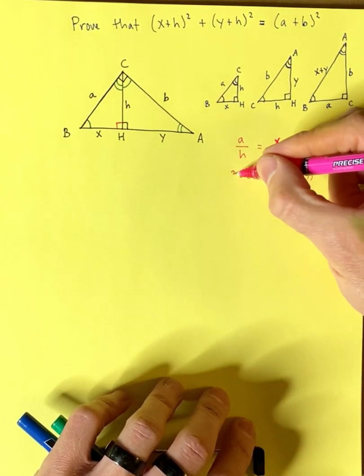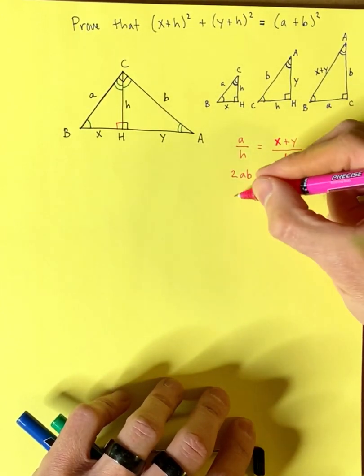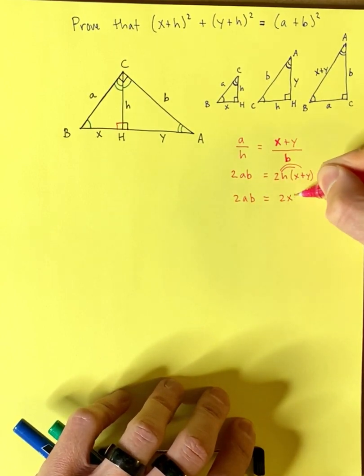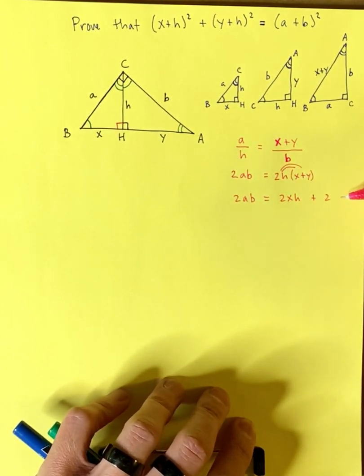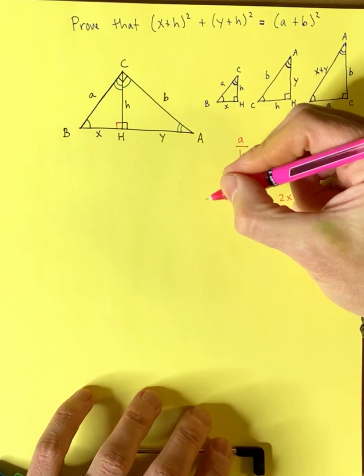And I feel like multiplying both sides by 2, what the heck? And I feel like distributing this. So 2AB equals 2XH plus 2YH. I distributed and I switched a couple of the variables, no big deal. So this here is a fact.